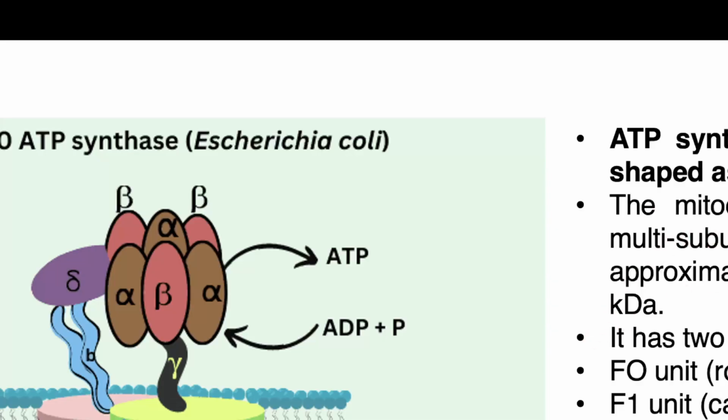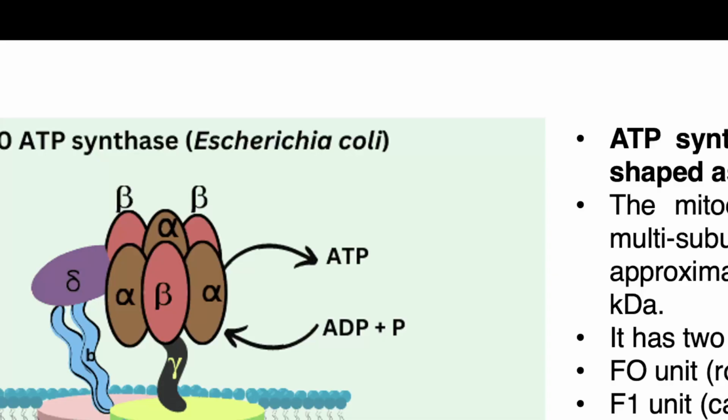The mitochondrial ATP synthase is a multi subunit protein complex having an approximate molecular weight of 550 kilodaltons. If you remember, the porins could only allow 5 kilodaltons. But ATP synthase, present in the membrane of the mitochondria, weighs 550 kilodaltons, together with all the units combined.